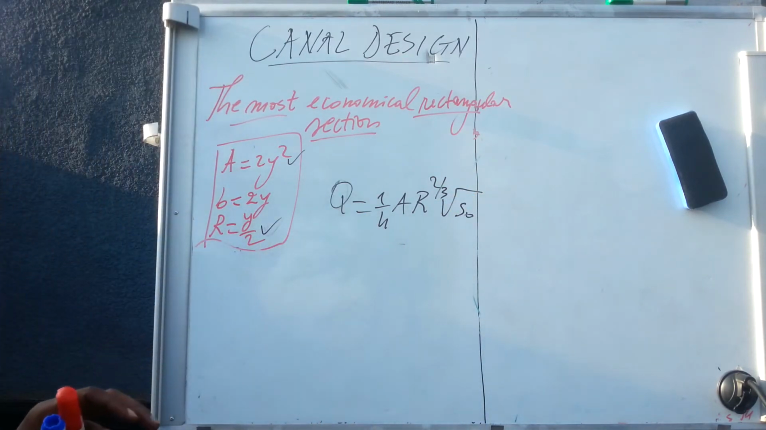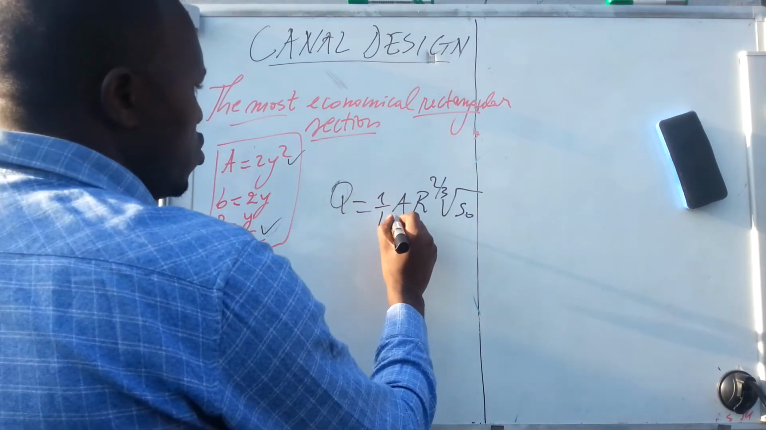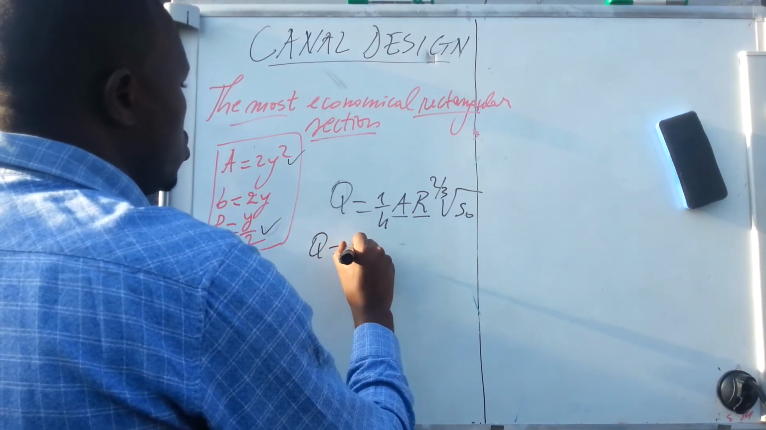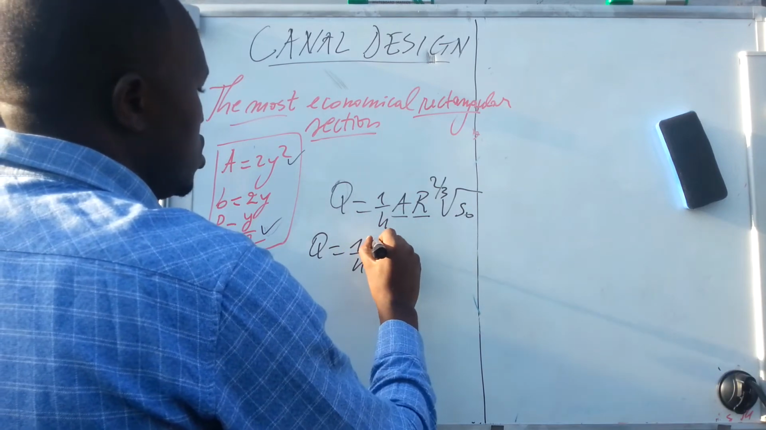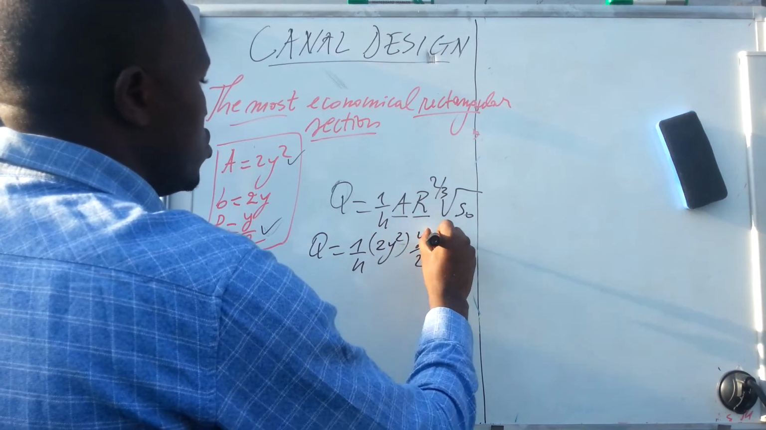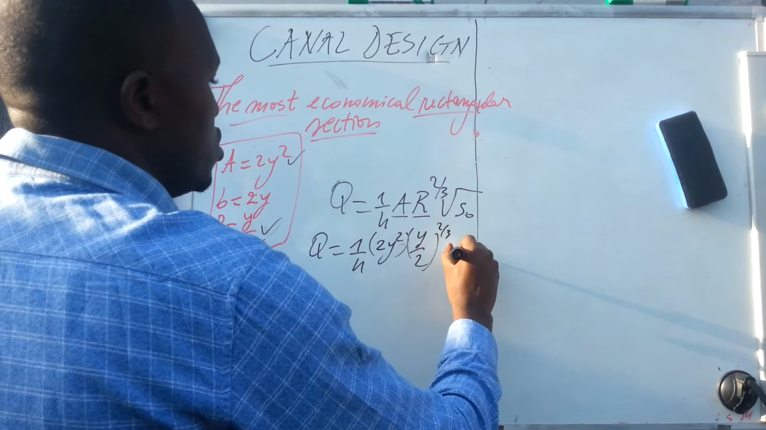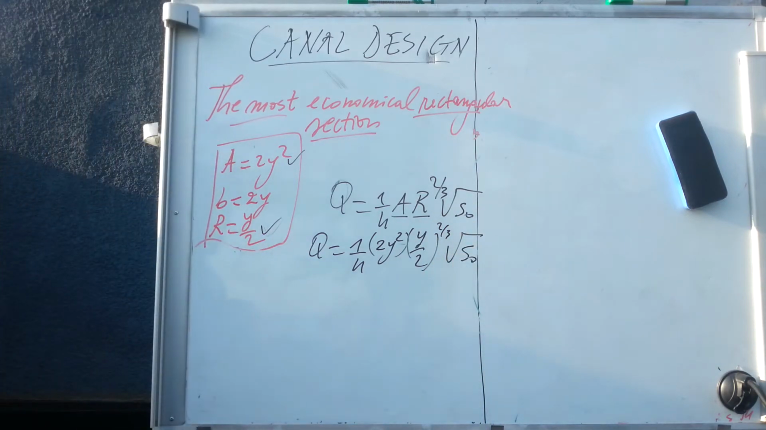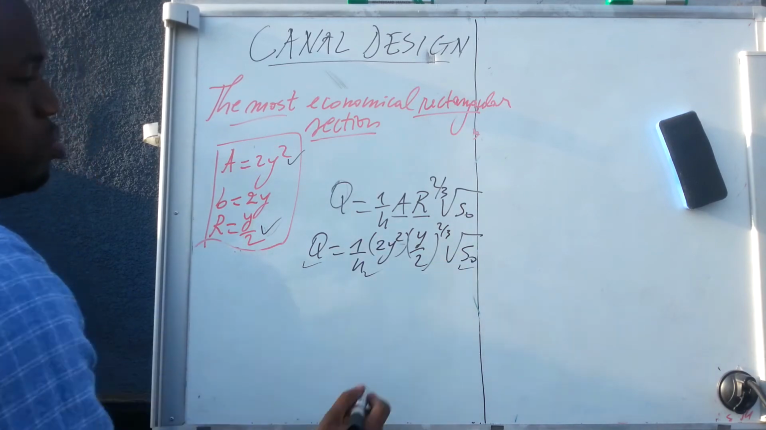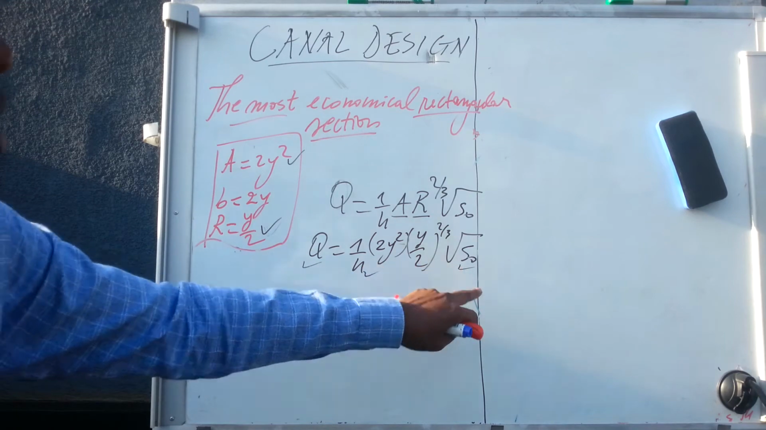What do you do once you are asked to design the most economical rectangular section? First of all, you have to replace here by these things. Meaning what? Q is equal to 1 over n, area, you replace it with 2y squared, and r is replaced by y over 2 to the power 2 thirds, square root of slope. Now you have your discharge, you have your roughness, and you have your slope. You have these three things.